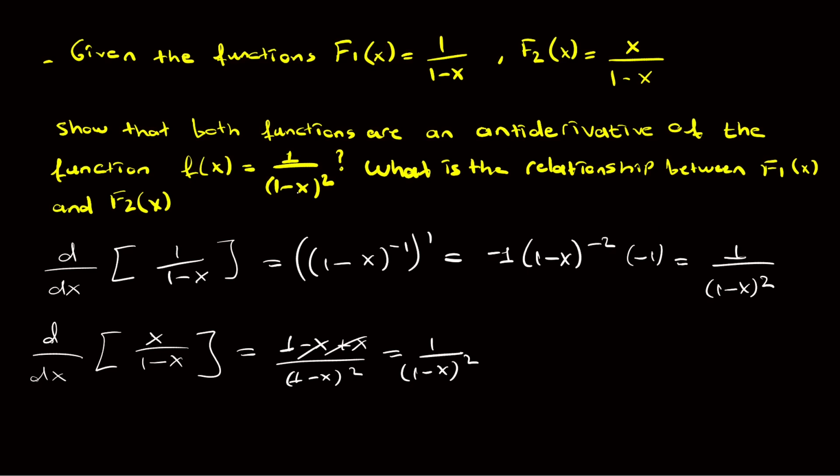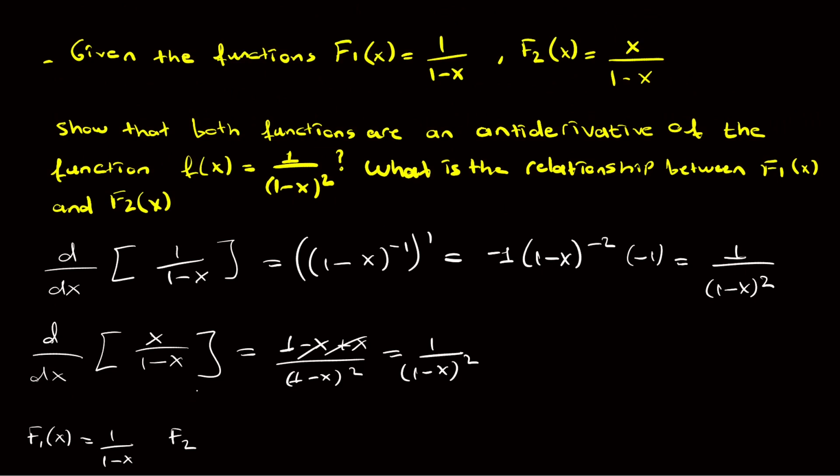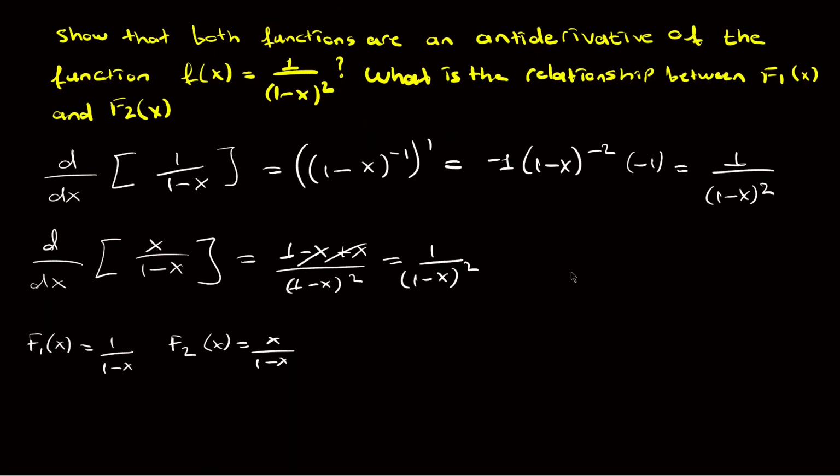What is the relationship between these functions? To talk about that, our first function is equal to 1 over 1 minus x, and our second function is x over 1 minus x. We said that the difference between two antiderivatives is a constant. So since both of these functions are antiderivatives of the function, the difference between them has to be a constant. Let's try to show that.